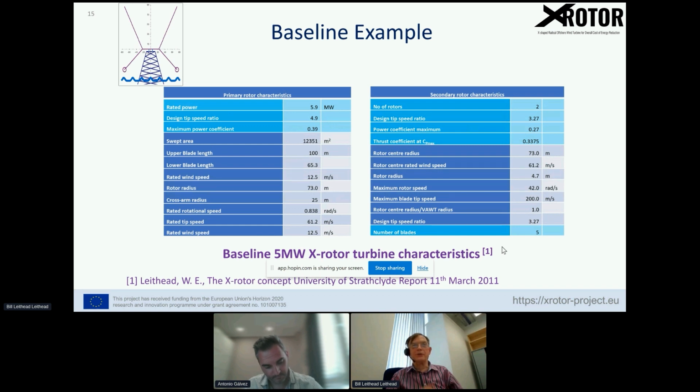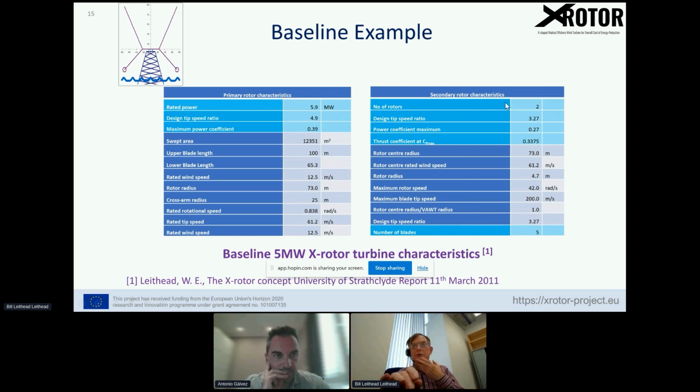So this is just an example from initial explorations of this idea, where we're trying to find, can we find a solution? And you see we can here, because we find a solution where we have about a 5.9 megawatt rated power with a design tip speed ratio of about 4.9, which is the benefit of having the X-ROTOR shape. Without the X-ROTOR shape, we couldn't have achieved that sensibly. And we've got a maximum power coefficient of 0.39.